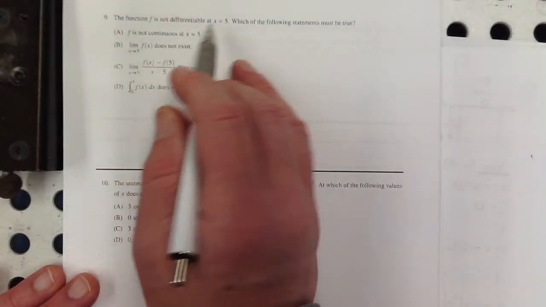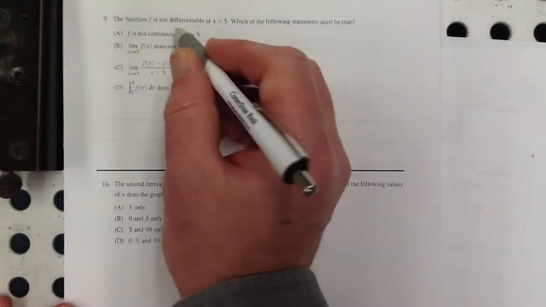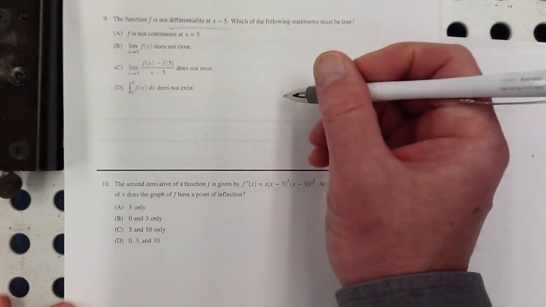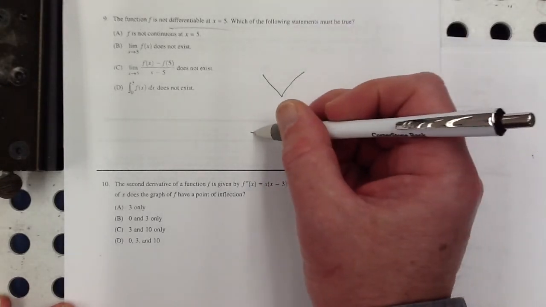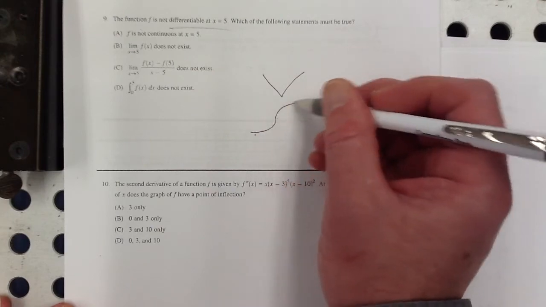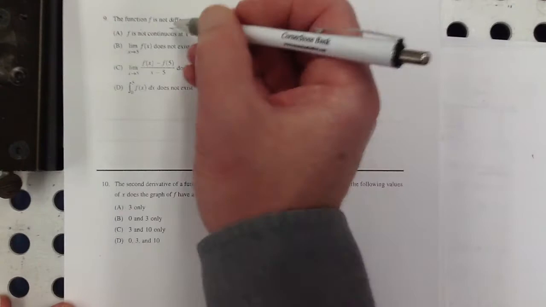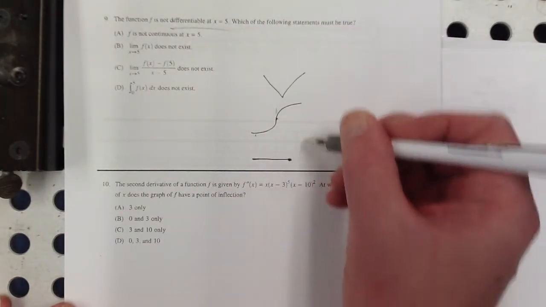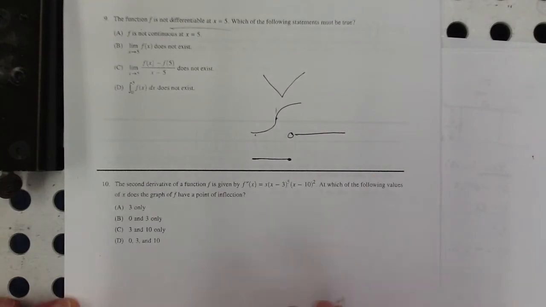Number 9. Function f is not differentiable at x equals 5. What does that mean? It could mean different things. It could be not differentiable because it has a sharp corner. It could be not differentiable because just for like the tiniest instant, like the cube root function, it gets vertical. And it could be not differentiable because it's not even continuous. It could be not differentiable because, you know, there's a jump or something like that.